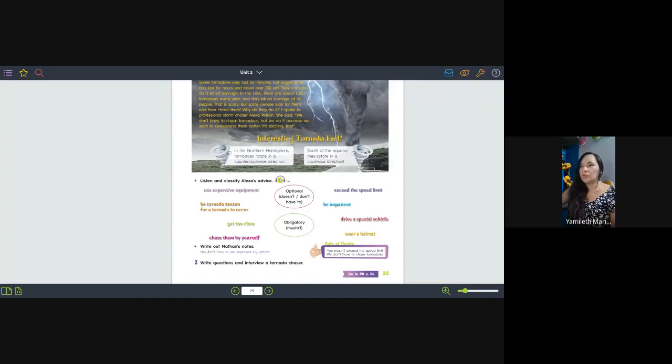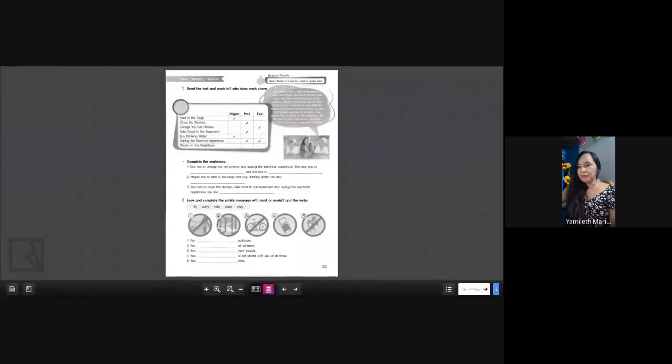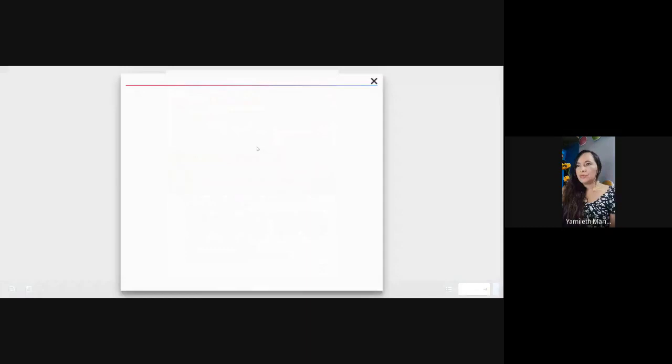Let me see. I'm going to show you the book right now. This is the page. Page number 23 in your practice book. What you are going to do here? Remember that we are talking about must, mustn't, and have to. Number one, the instructions: read the text and mark with a check who does each chore. Let me see. I'm going to share with you the other page. And please complete the activity.